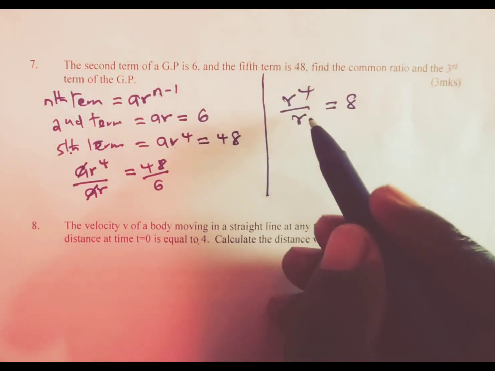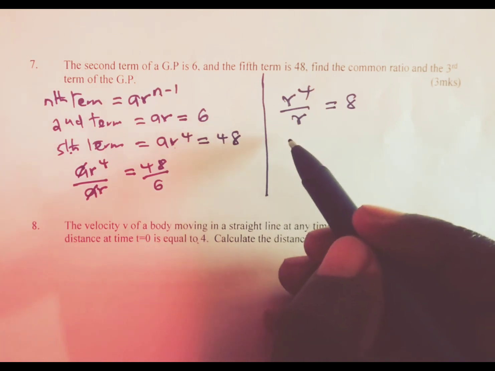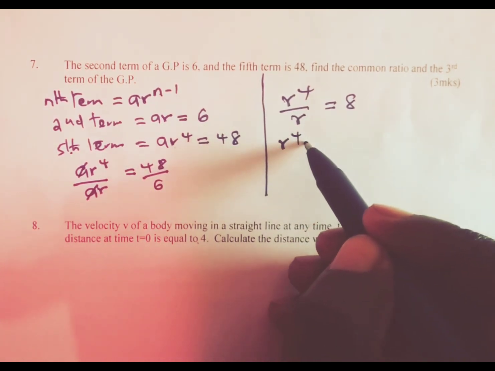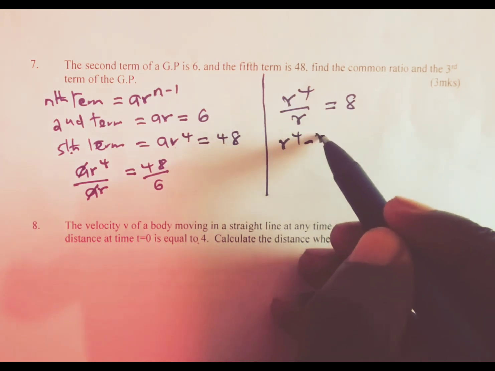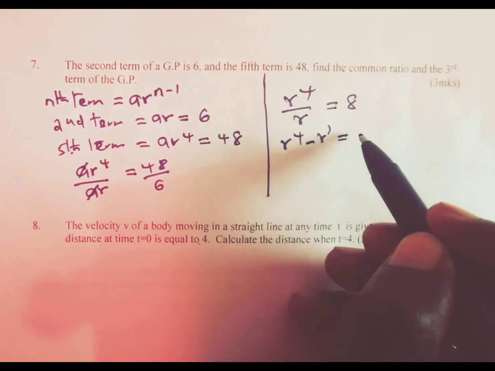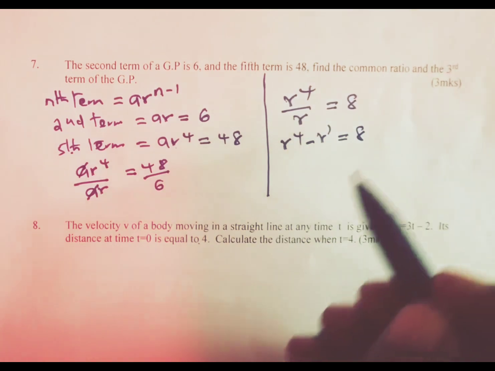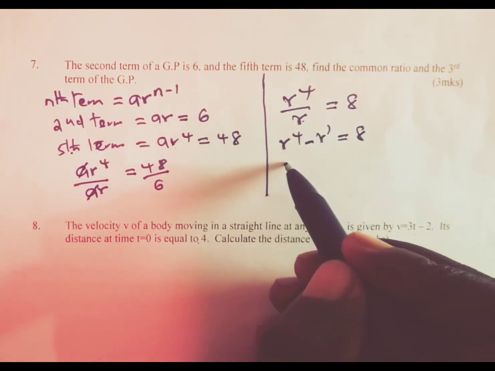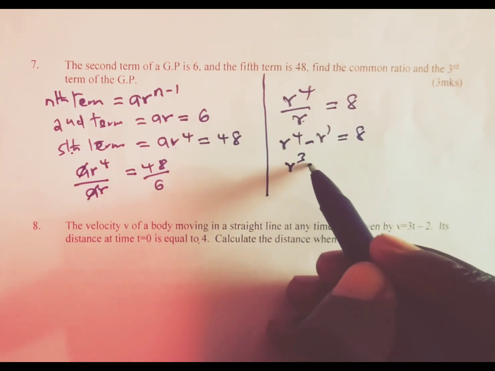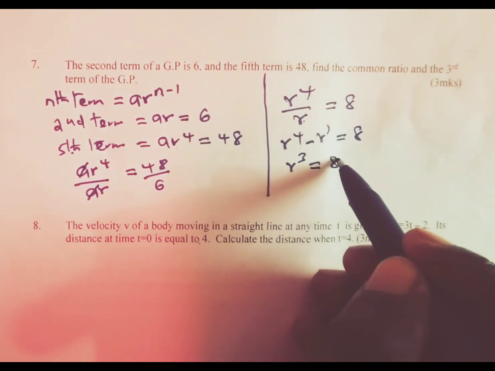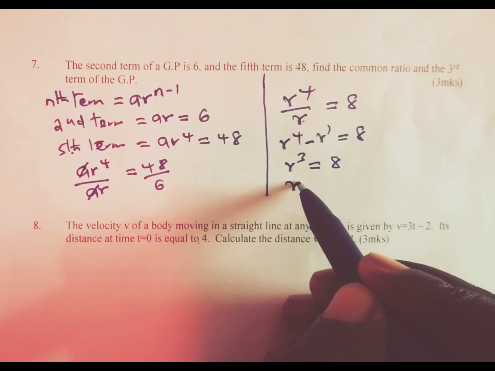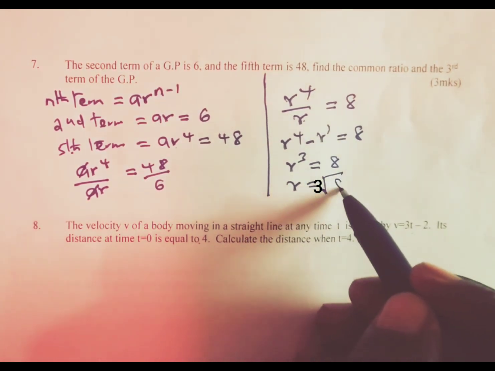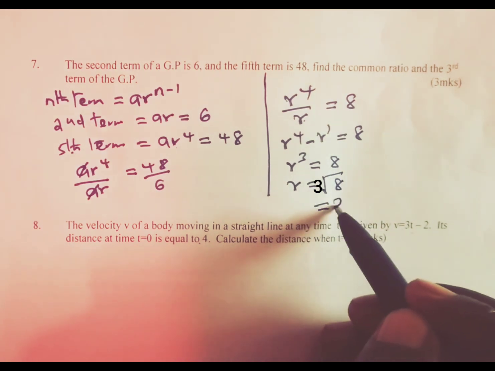Applying the rules of indices, we are going to have R power 4 minus 1, which is going to give us 8. Or you can simply take R power 4 divided by R, giving us R cubed being equal to 8. And for us to get the value of the common ratio, we take the cube root of 8, which gives us 2.